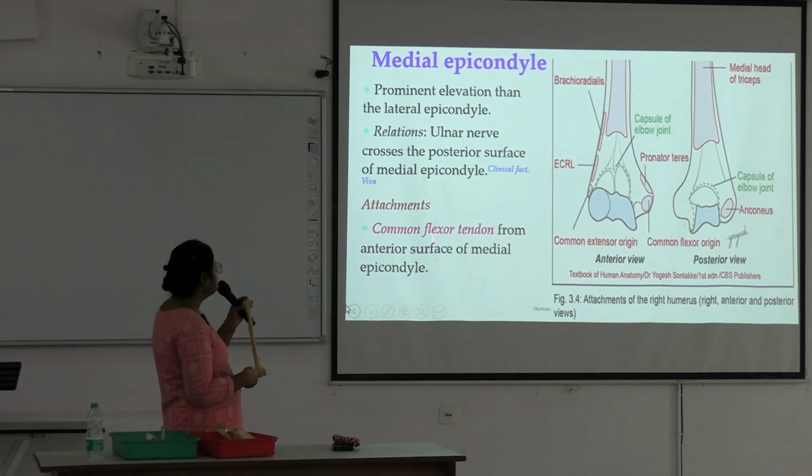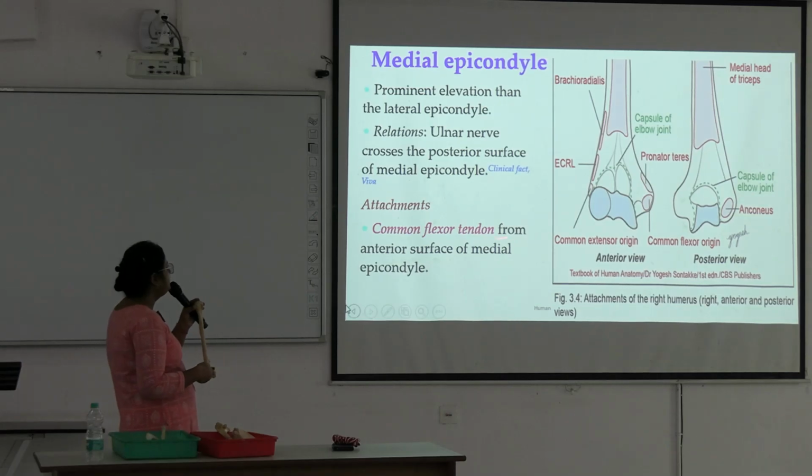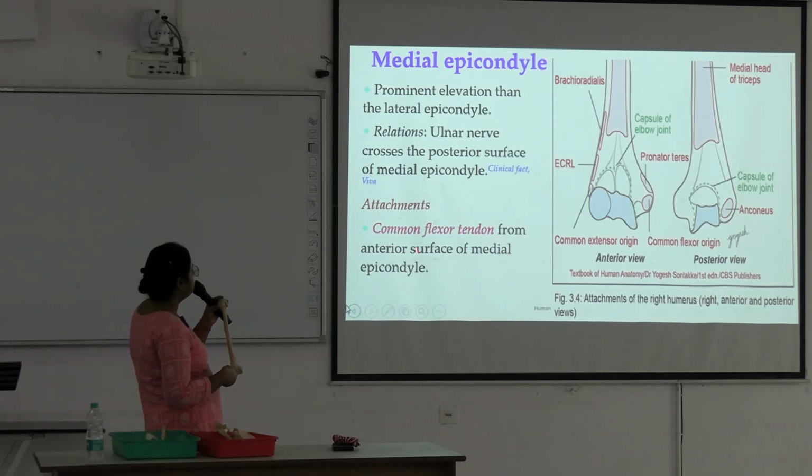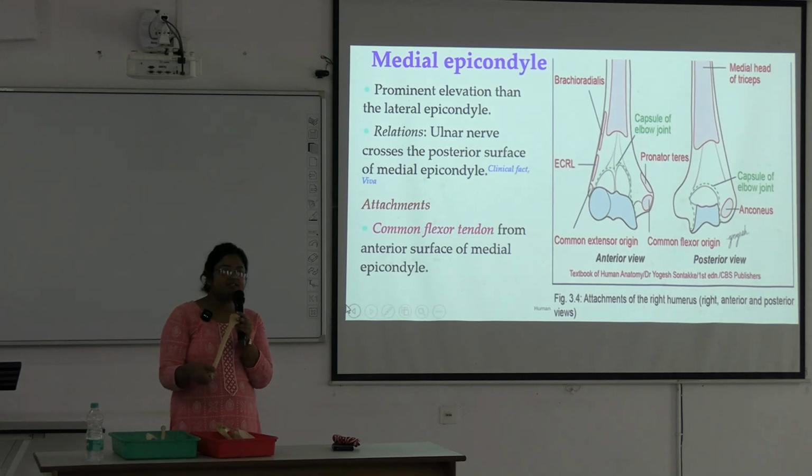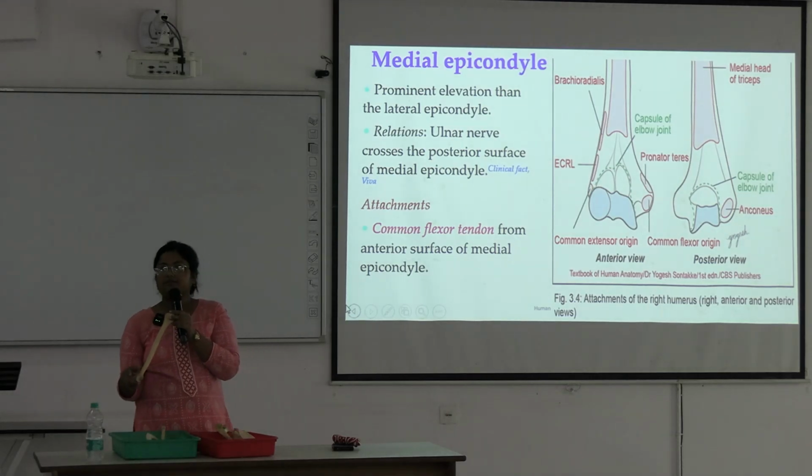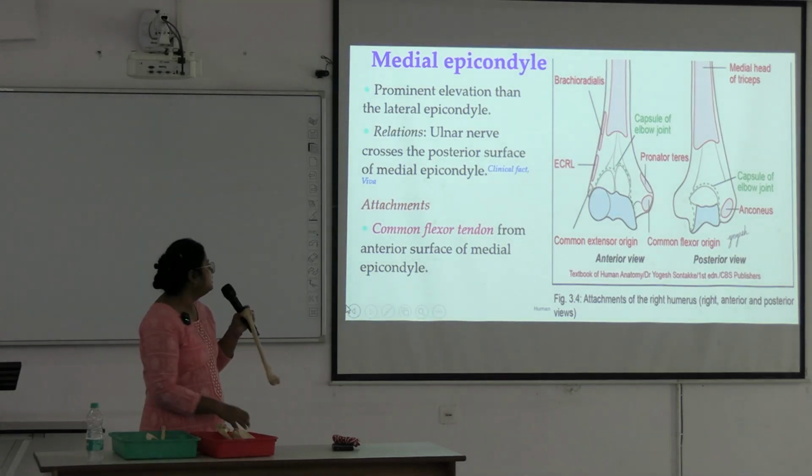Now, attachments: common flexor tendon from the anterior surface of the medial epicondyle. Origin of the common flexor muscles of the forearm. Okay, forearm muscles, the common flexor origin is over the anterior surface of the medial epicondyle.